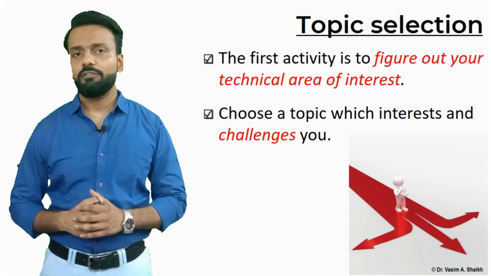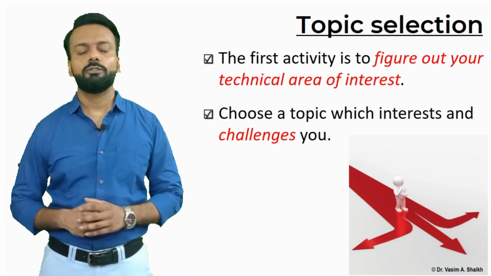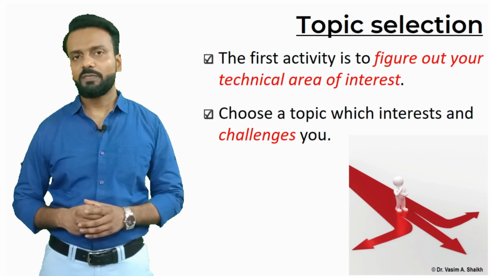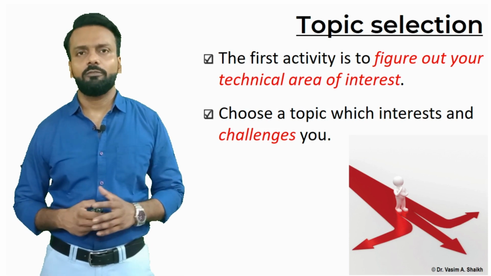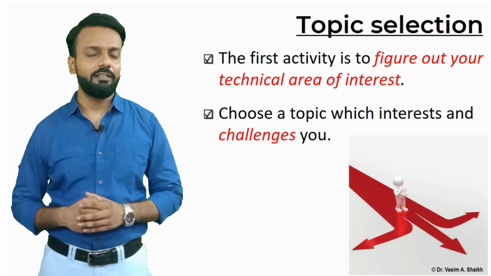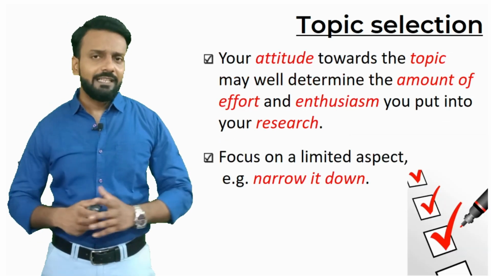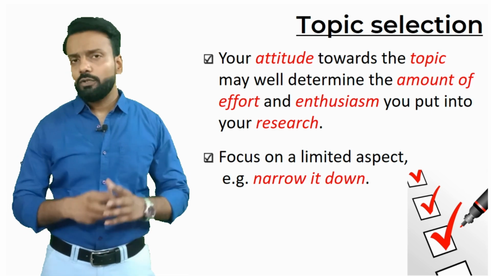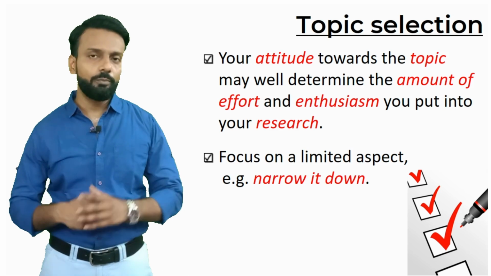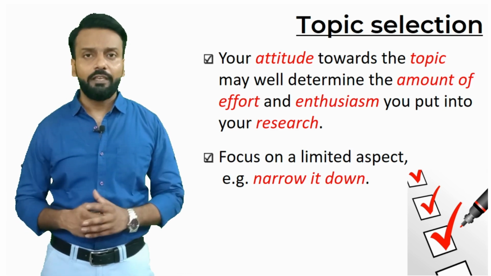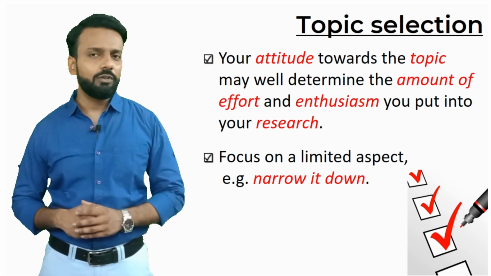So the main thing you want to start with is the selection of a topic. You want to select a topic in your area, one that challenges you, and mainly you want to figure out what your technical area of interest is, and that should be your topic. So why is the selection of the topic important? Because your attitude towards the topic defines your enthusiasm towards it. If the topic you have selected is of your liking, you will be very enthusiastic to work in that particular area.